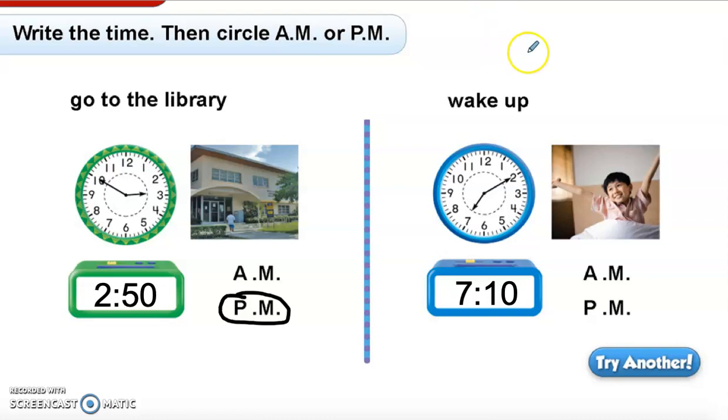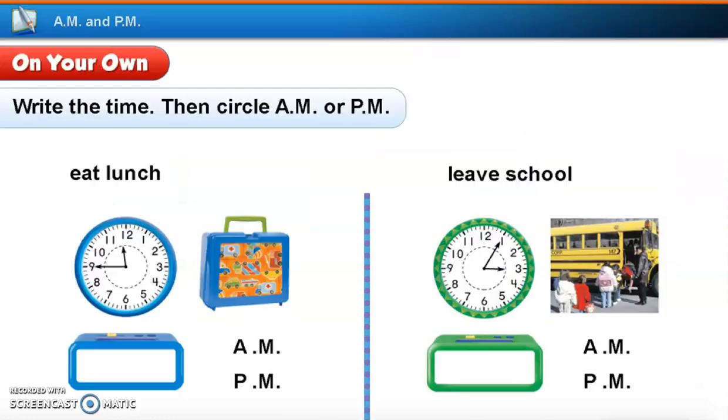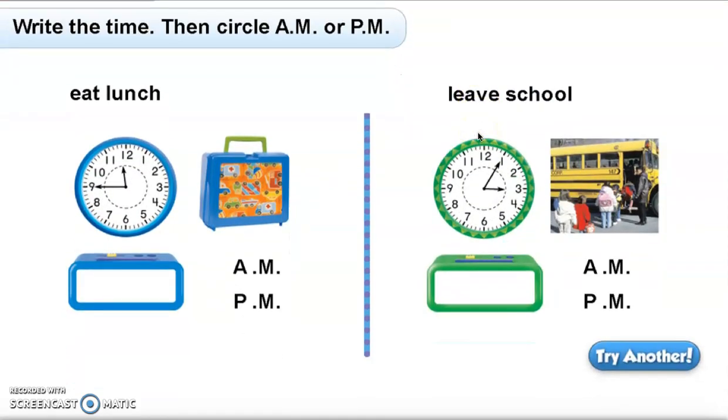Okay, so remember, a.m. is usually the mornings, right? So you usually wake up at 7:10 a.m. If you wake up at 7:10, chances are it's in the a.m. Again, there's some exceptions, right? Some people might take a long nap in the afternoon and wake up at 7:10 p.m. That's definitely possible too, but in terms of waking up to start your day, that would be 7:10 a.m. Okay, so there's some examples again of a.m. and p.m. All right, now it says write the time, then circle AM or PM.